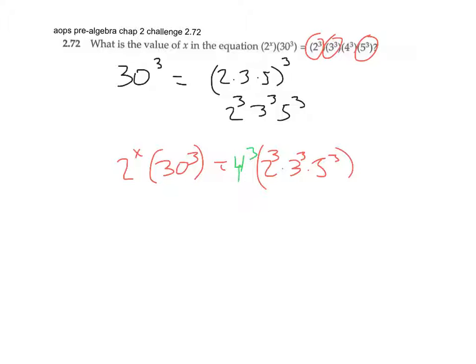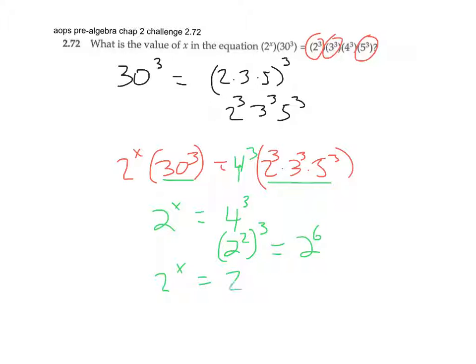Okay, so if these equal each other, then we have 2 to the x equals 4 cubed. But what is 4? 4 is 2 squared, so 2 squared cubed equals 2 to the 6th. So now we have 2 raised to the x power equals 2 to the 6th. Well, the bases are the same, so we need to have x equals 6. And there's our answer, 6.